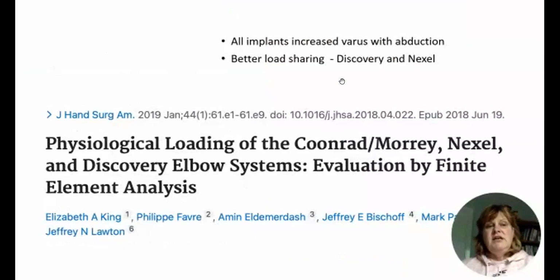And this has been seen by this paper here in 2019. Long lever flexion or abduction of a weight more than a few kilograms caused plastic deformation, especially in the Coonrad-Morrey prosthesis compared to the Nexel and Discovery systems, probably because of the smaller surface area contact, which meant the loads placed upon it were enough to cause plastic deformation.